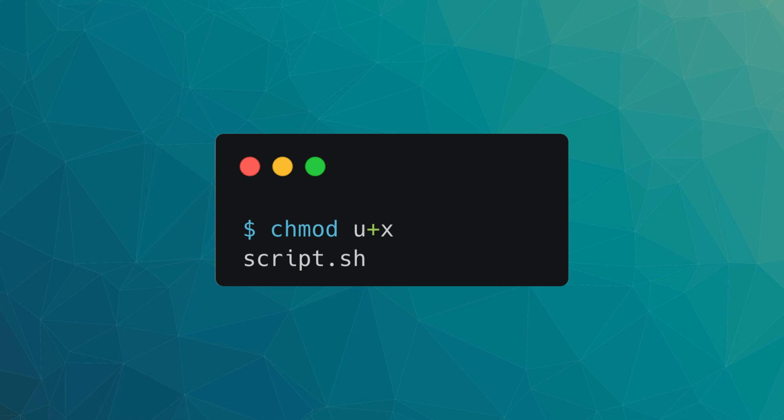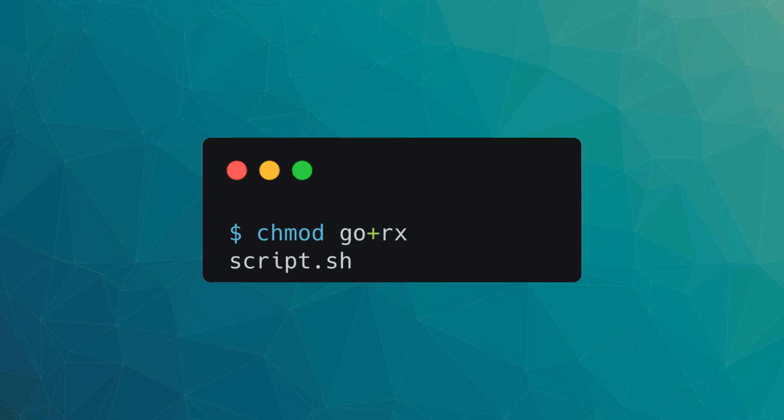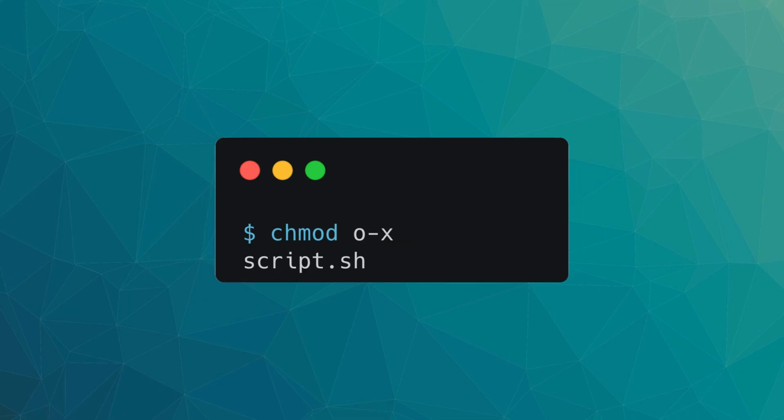Permissions groups and types can also be concatenated to modify multiple permission groups or assign multiple permissions. The following command assigns read and execute permissions to the group and all other users. The minus operator strips permissions from the target. The following command removes the executable permission from all other users.